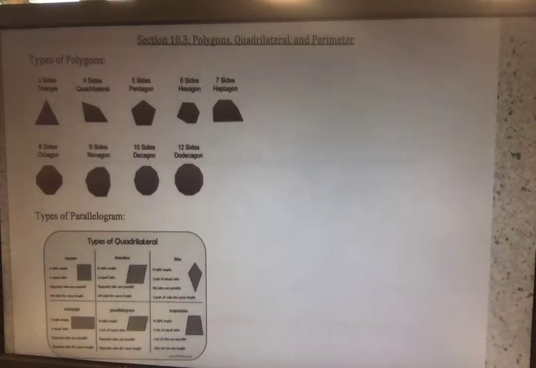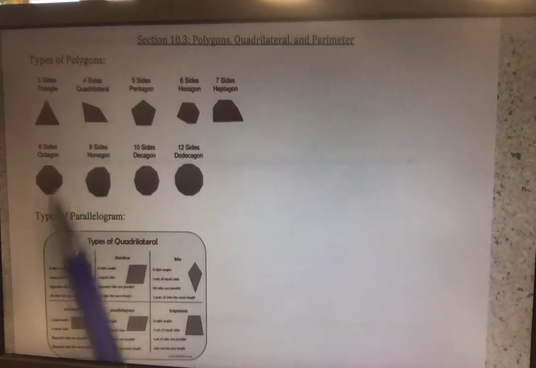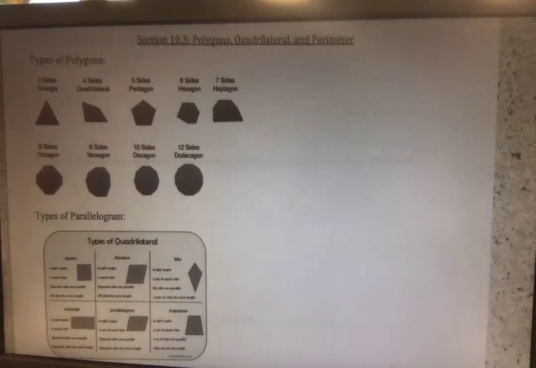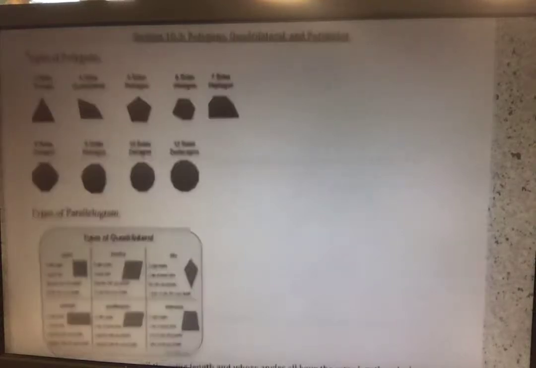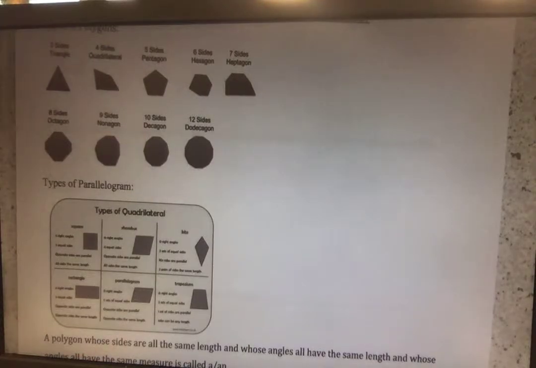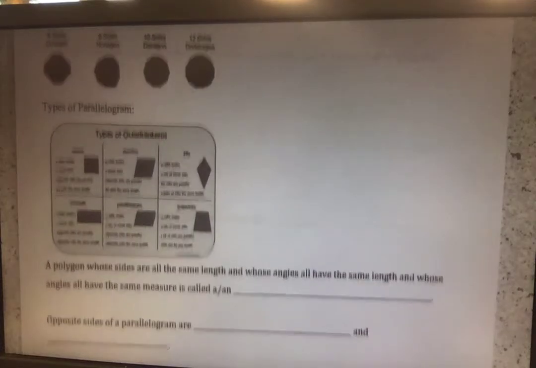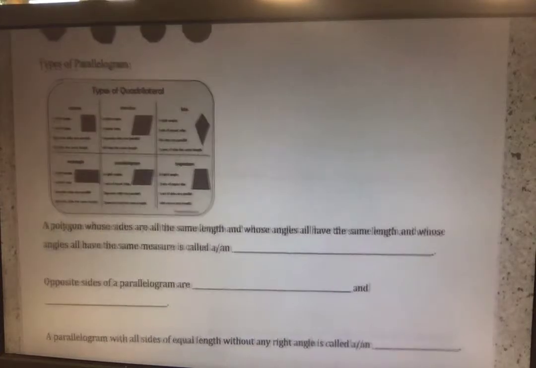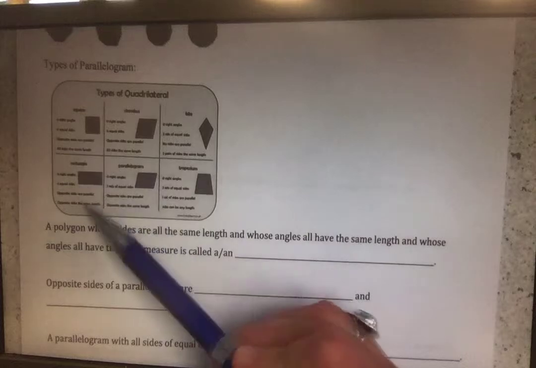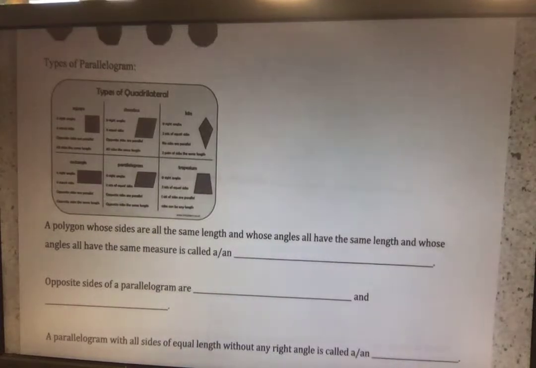All right, so this video is section 10.3 about polygons, quadrilaterals, and perimeter. There are different types of polygons based on the different number of sides. So we have 3 sides of a triangle, 4 sides of a quadrilateral, 5 sides of a pentagon, and so forth. We also have different types of parallelograms. Parallelograms have at least 2 sets of parallel sides, and we have different descriptions for each one of those.